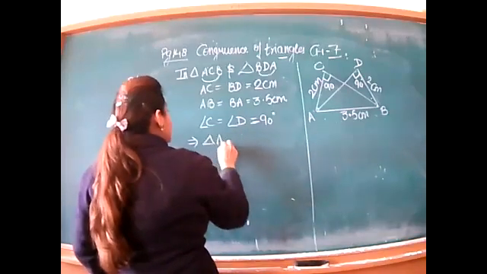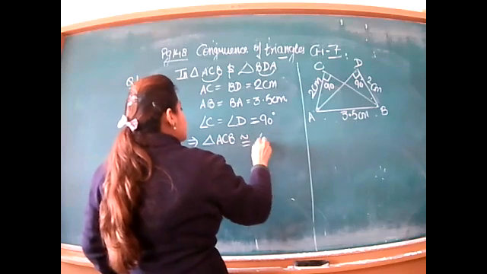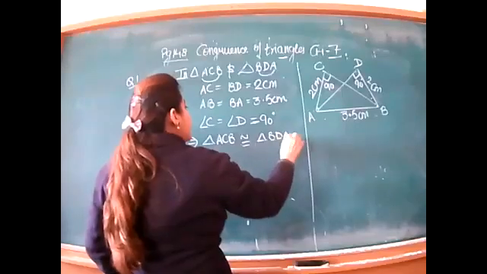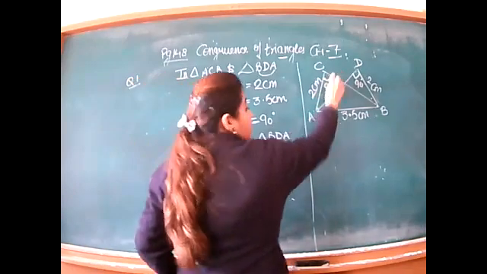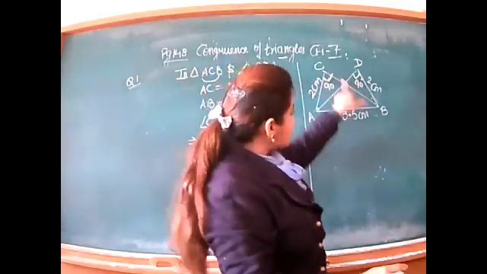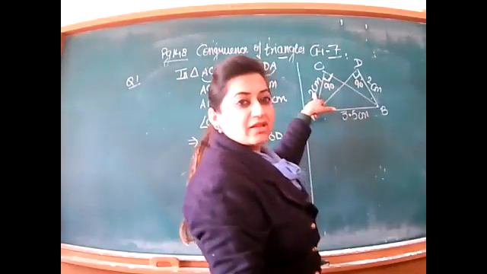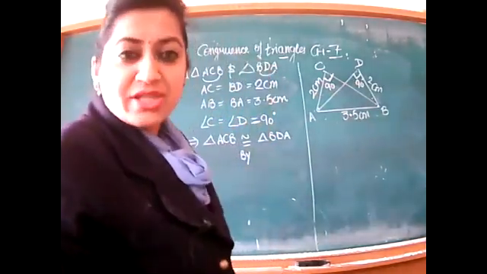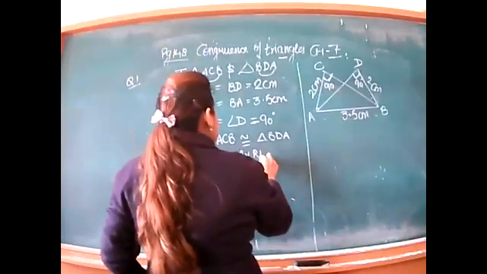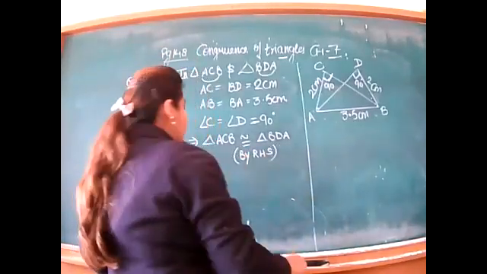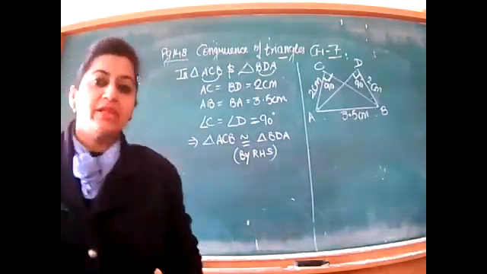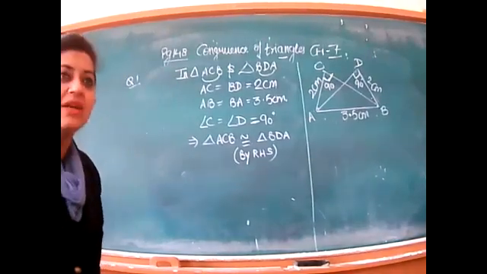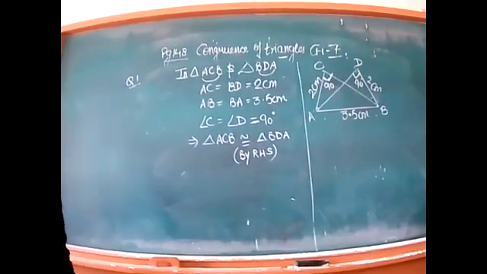So this implies triangle ACB is congruent to triangle BDA by RHS. Right angle, the side opposite the right angle is the hypotenuse, and this is the another side. So by RHS, right angle, hypotenuse, side, the triangles are congruent. And if two triangles are congruent, then can we say that their corresponding sides and their corresponding angles are equal?